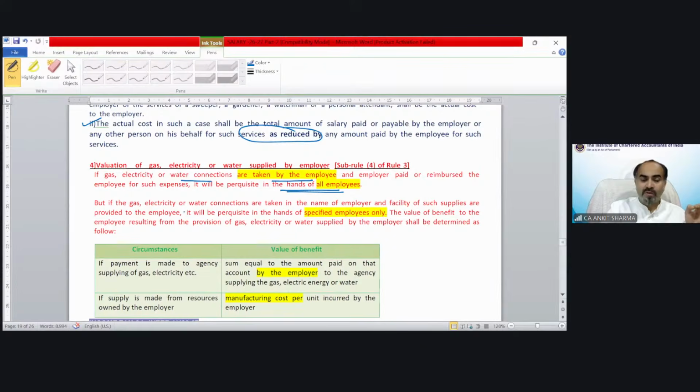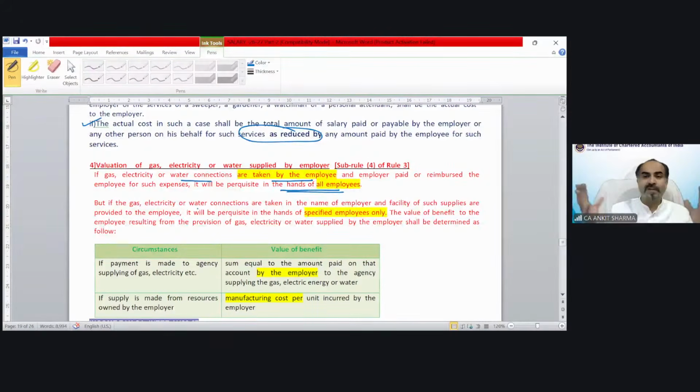But suppose you need gas, and the employer says, do not worry, we are sending you a gas cylinder directly. You need not take a gas connection, we will provide you a cylinder. So that means the gas cylinder must be in the name of the employer. So this kind of facility has been provided that you don't need to take an electricity connection. We will take the electricity connection in our name in your house and you can use it. Do not take a water connection in your name. We will take that connection and you can use it.